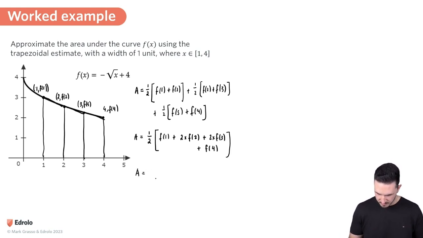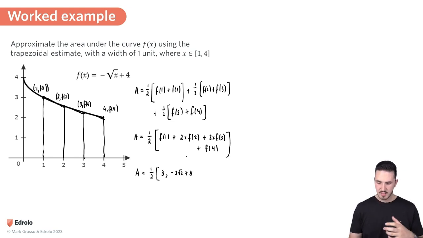So A is equal to a half of, now f of 1, which is negative root 1, which is just negative 1, plus 4 is 3. Then f of 2 is negative root 2 plus 4; timesing that by 2, you get negative 2 root 2 plus 8. f of 3 is negative root 3 plus 4; timesing that by 2, you get negative 2 root 3 plus 8. Then finally, substituting 4, you get negative root 4, which is negative 2, plus 4 is positive 2.